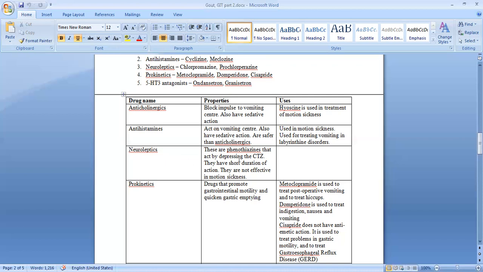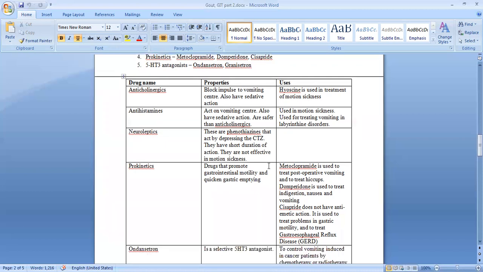Then we have neuroleptic drugs, phenothiazine category of compounds. These will depress the chemoreceptor trigger zone and they have anti-emetic action. But the thing is that their duration of action is very short and they are not very effective in motion sickness. So they are not used for this purpose very largely.